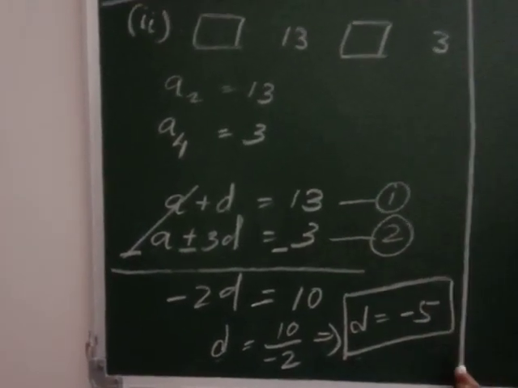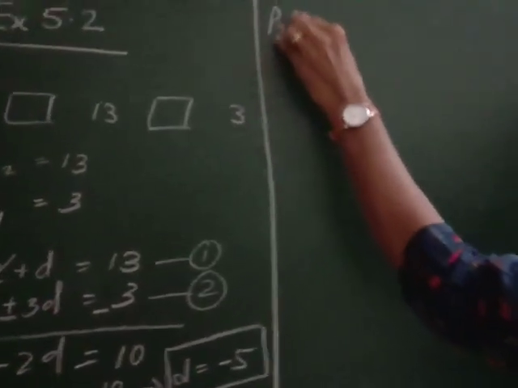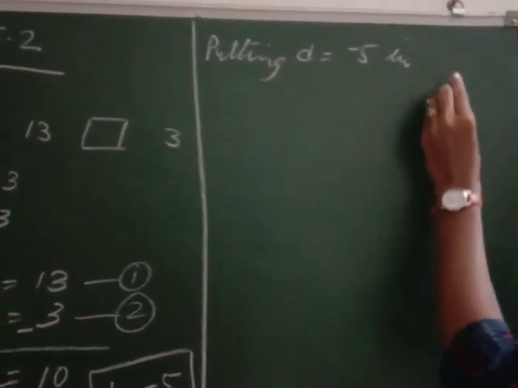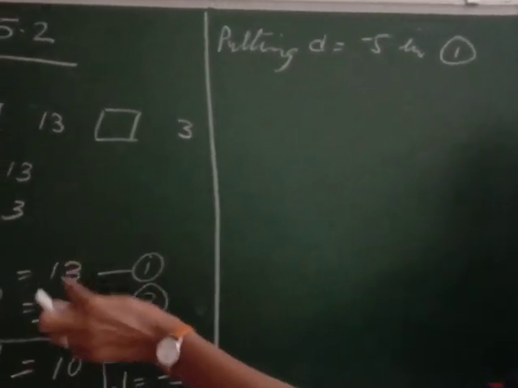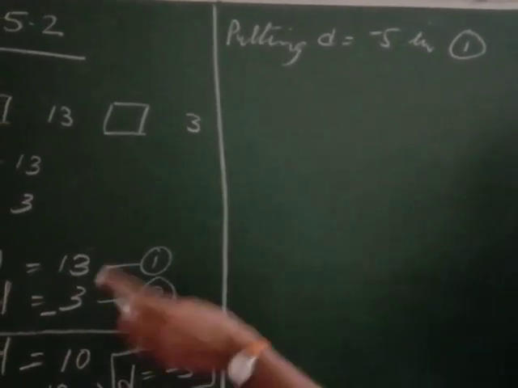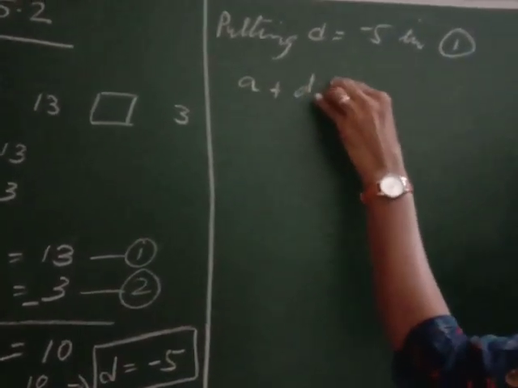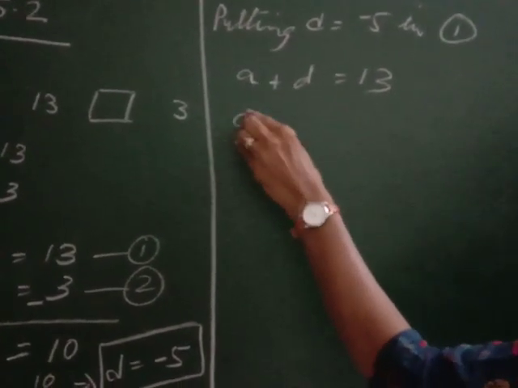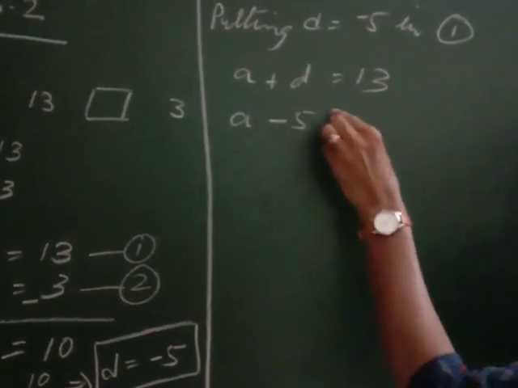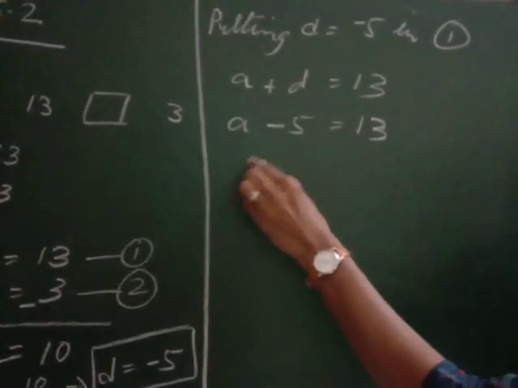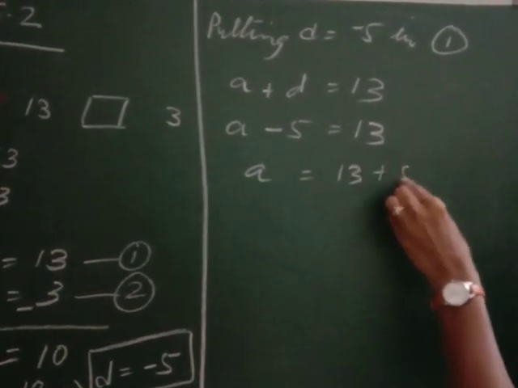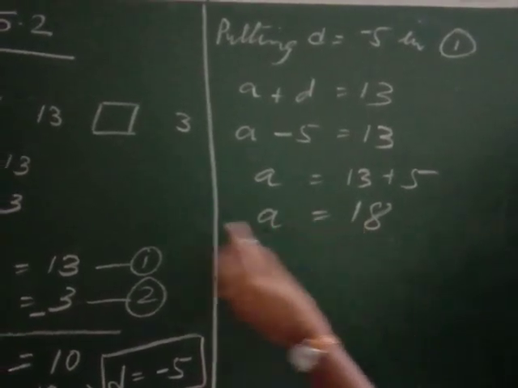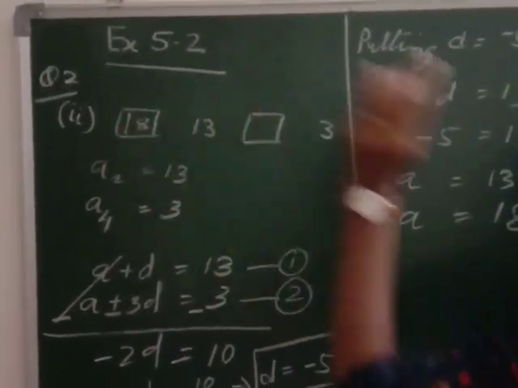Now I will find the value of A, putting D equal to minus 5 in any one of the equations. Either you can put in this or this, I will get the value of A. So A plus D equal to 13. I am putting the value of D in this equation. A, what is the value of D? Minus 5 is equal to 13. So A is equal to 13 plus 5. So A is equal to 18. So my first term is 18. So in this box 18 will come.